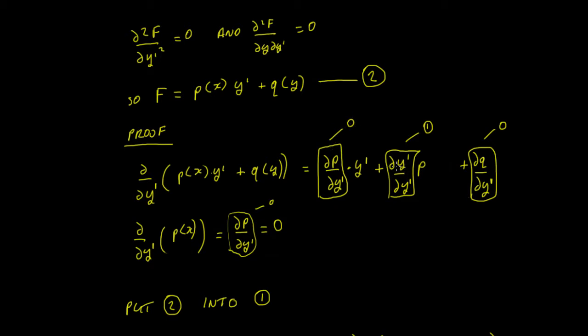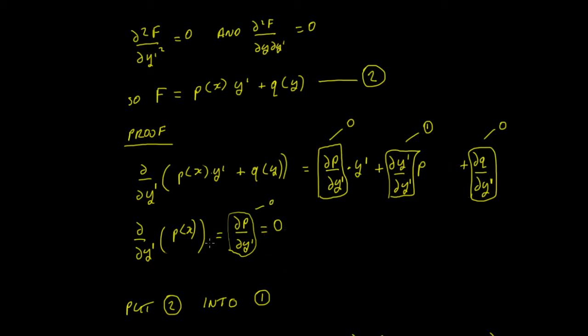And again, we've got partial y derivative by partial y derivative, which is 1. And this term is 0 for the same reason: it is a function of y, and we're differentiating with respect to y derivative, so that term equals 0. We're only left with the p of x. If we differentiate that again with respect to y derivative, we get dp by dy derivative, and anything that's a function of simply x and y is treated as a constant. So the whole thing equals zero.